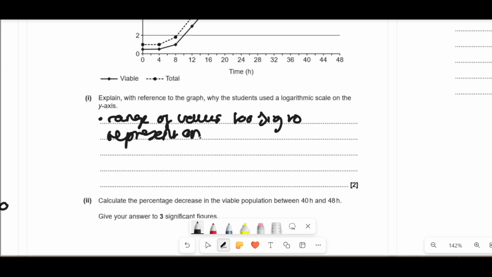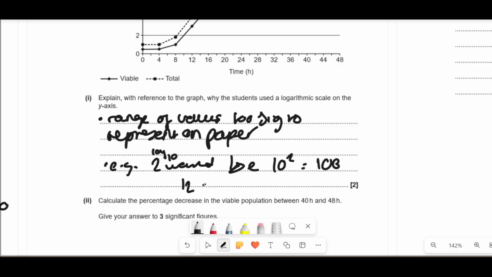to represent on paper, and it's always good to explain using an example, e.g. log 2 would be 10 to the 2, which is 100, and then, for example, 12 would be 1 times 10 to the 12, which is gigantic.